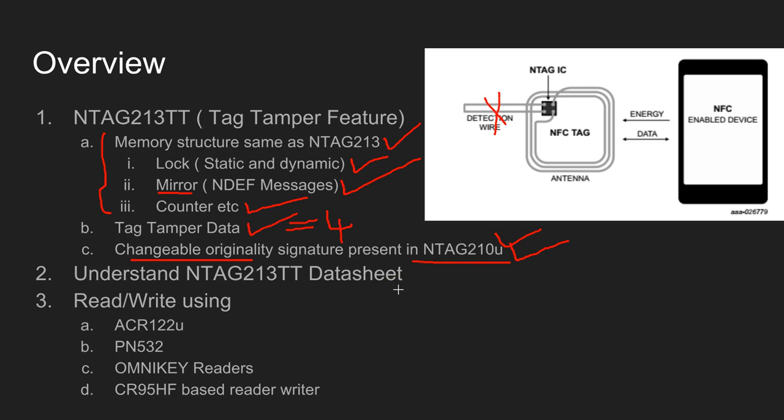Like we did in all my previous videos, we are going to see the NTAG213TT datasheet. We are going to compare this with the NTAG213. We'll see what the differences are, and also see some of the new commands related to the tag tamper, and the new commands related to changing the originality signature. We're going to see how to read, write, and detect tag tampering using four reader writers. In this video I'm going to show you how to do that with the ACR122u reader writer.